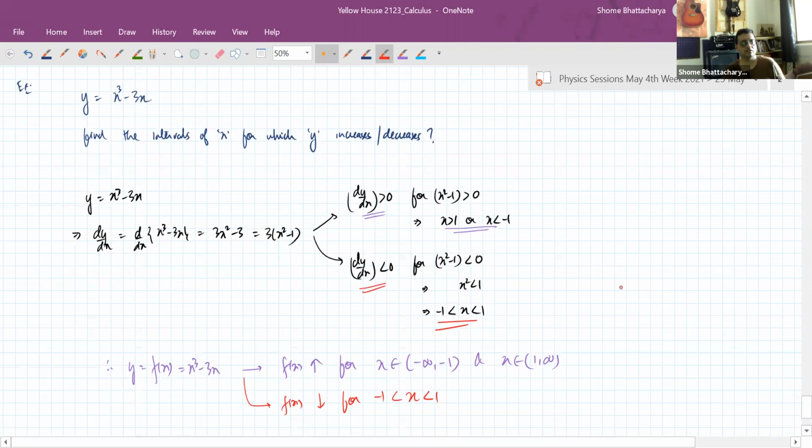Okay. So basically the function has some kind of nature like this, that it's increasing, then decreasing, then again increasing. So it increases up to x equal to minus 1. Then it decreases from x equal to minus 1 to x equal to 1. And then after that, again, it's increasing. So this would be at least the shape of the function x cube minus 3x.